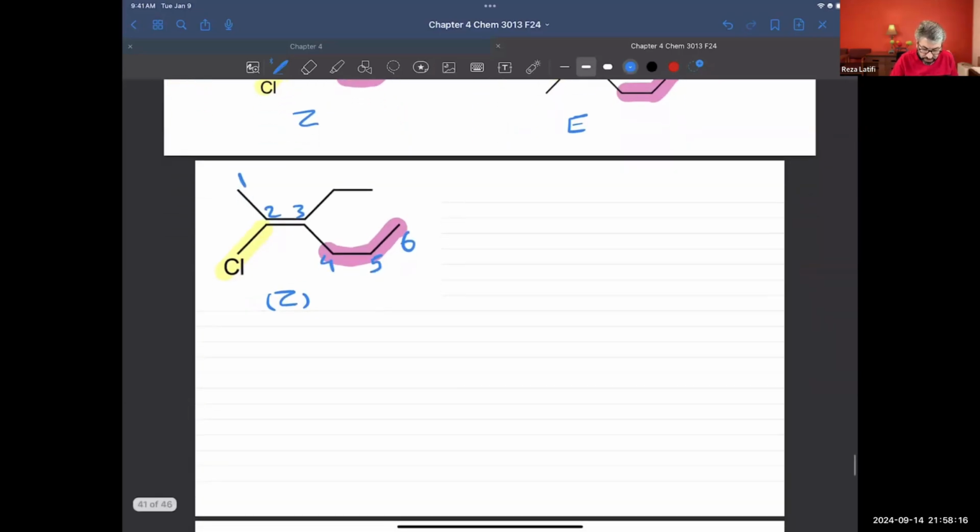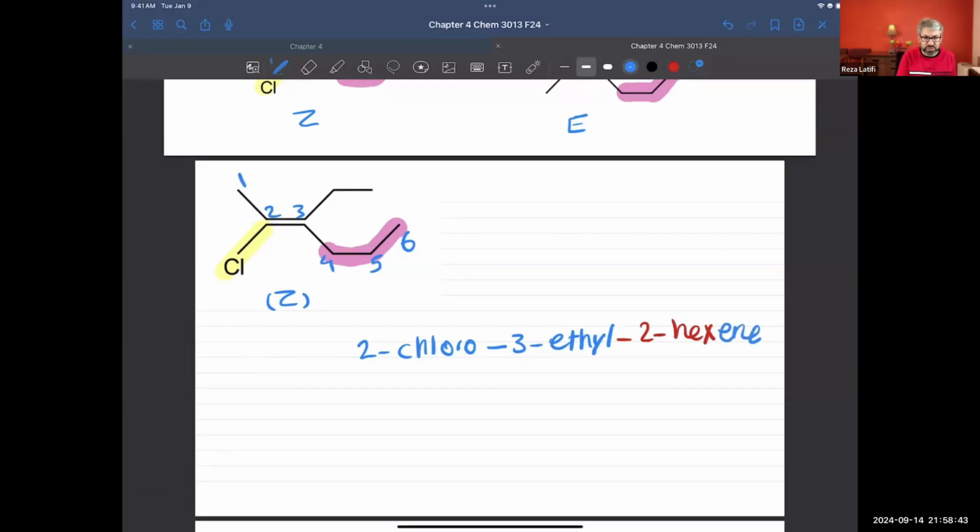So you're going to say I have 2-chloro, and then on the 3rd carbon I have an ethyl, so I say 3-ethyl. Where's the double bond? On the 2nd carbon, so you say 2. And then you have 6 carbons, so you say hexene. Now you want to say this is a Z isomer: you simply put Z in front of it between parentheses, and this is the way you name it.